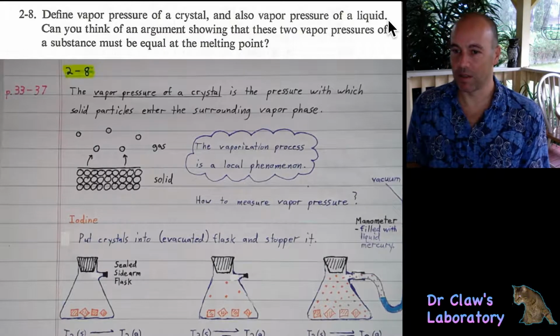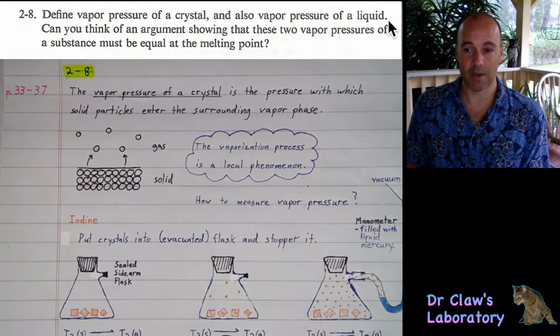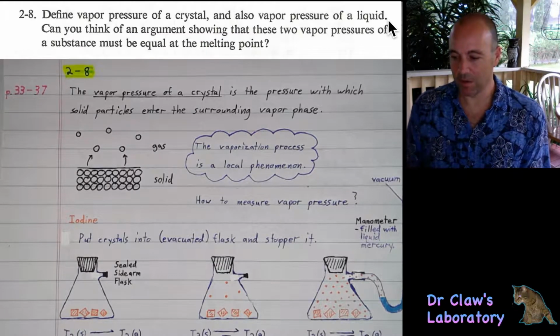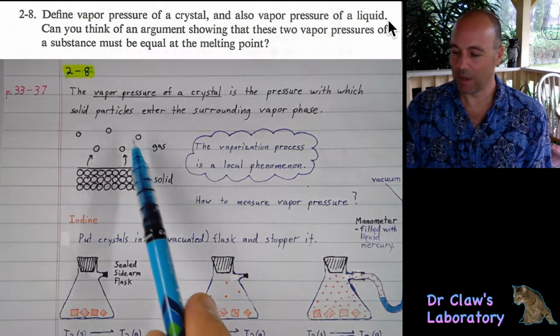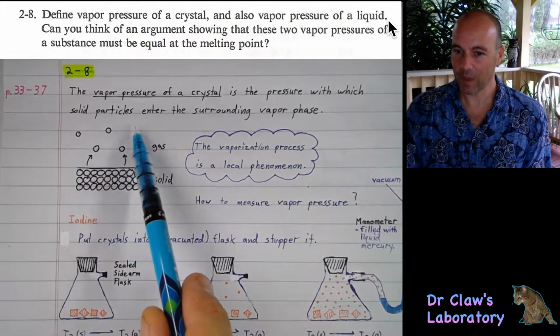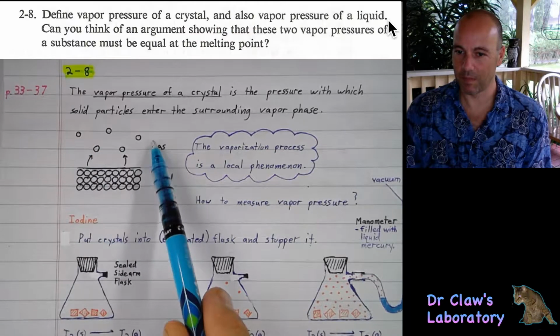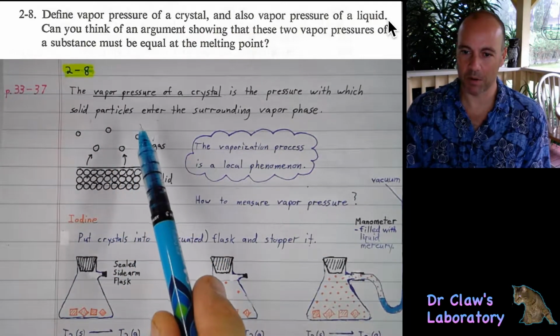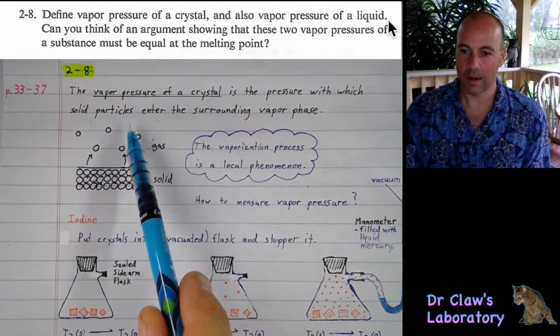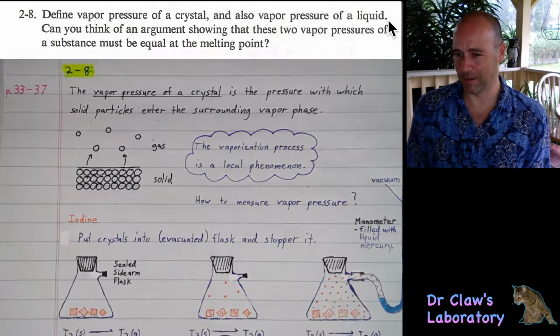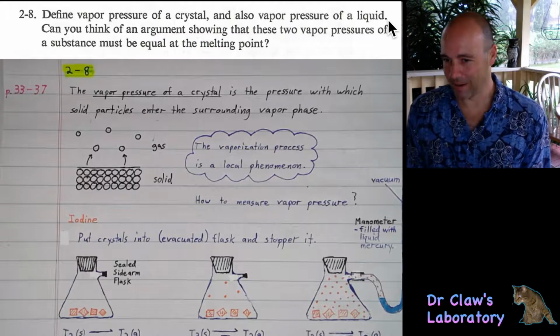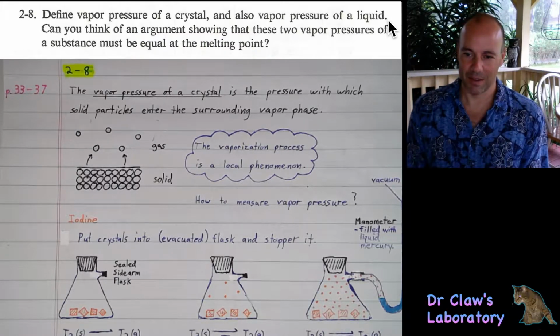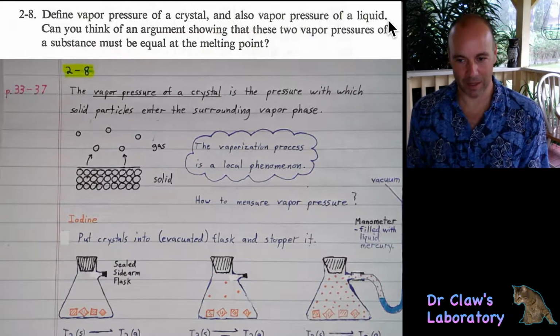Now, pressure is force divided by area, and if you could put a little teeny area here and you measure the amount of force with which these particles are colliding with that area, then you would be able to measure the vapor pressure. But that'd be really hard to do. There's a better way to go about doing it.